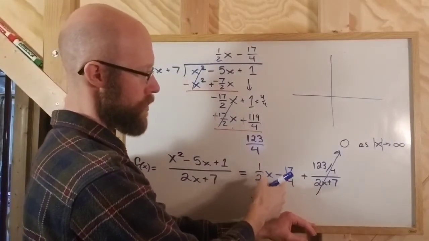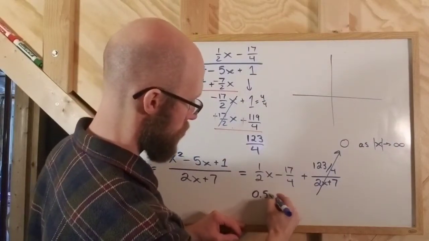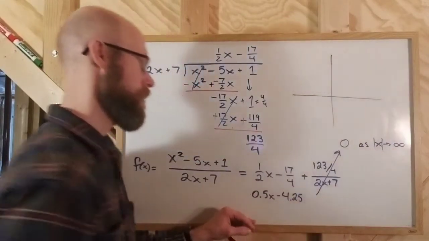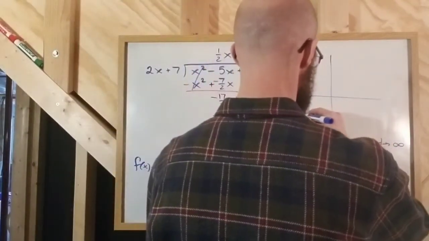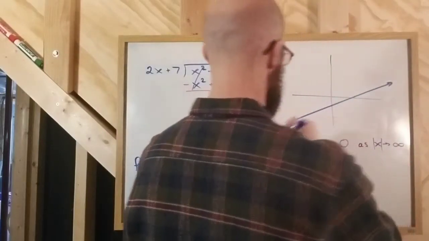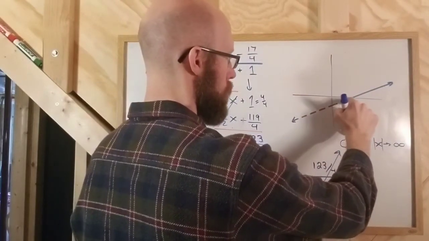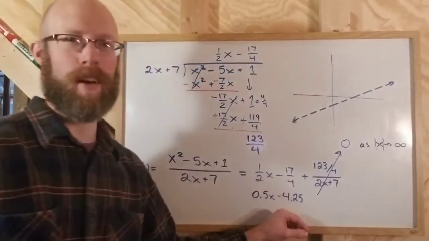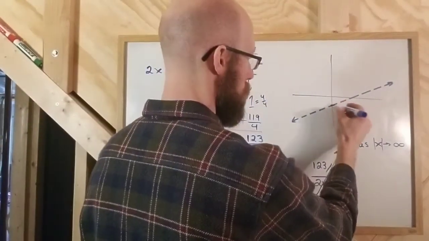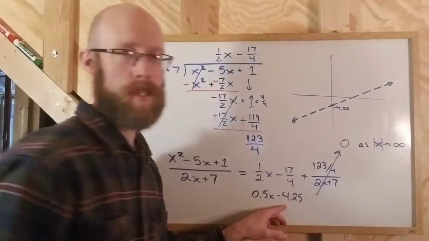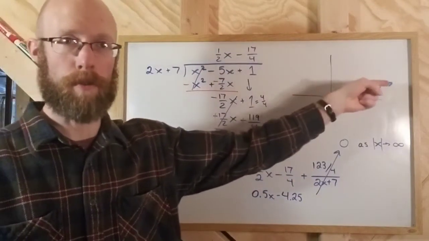Now 17/4 is the same as 4 1/4, right? So this could be seen as 0.5x minus 4.25, right? So you're going to have a graph. I probably should have made that dashed because it's an asymptote. Okay, close enough. There's my dashed asymptote. It has a y-intercept here at negative 4.25 or negative 17/4. It has a slope of 0.5, so for every 1 up it goes over 2. 1 up over 2, right at 1/2.